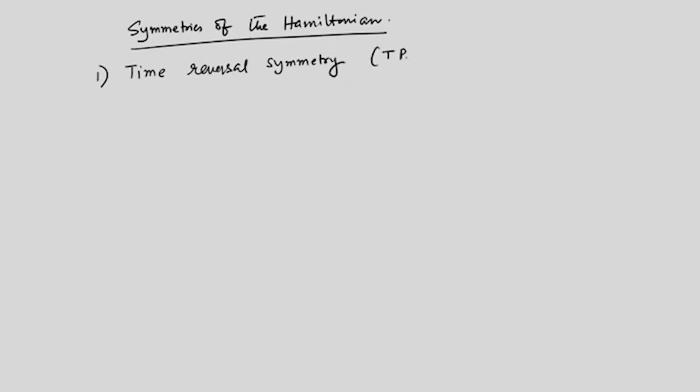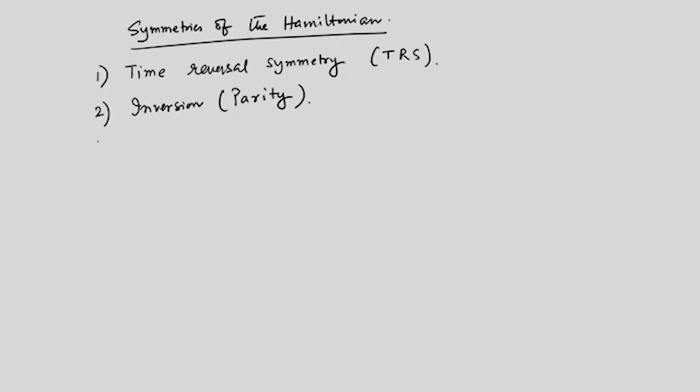In short, we'll call it TRS. Then we'll talk about symmetry, which is called inversion symmetry, or also parity. So if you invert the coordinates, that is r going to minus r, how does the system or the Hamiltonian behave? That's called inversion, or it's also called parity.